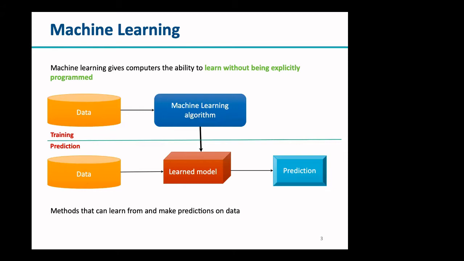Machine learning algorithms and techniques give computers the ability to learn without being explicitly programmed. These methods can learn from the data and make the prediction without knowing the rules, maybe. Sometimes it is very difficult to define a rule between this data and the prediction.